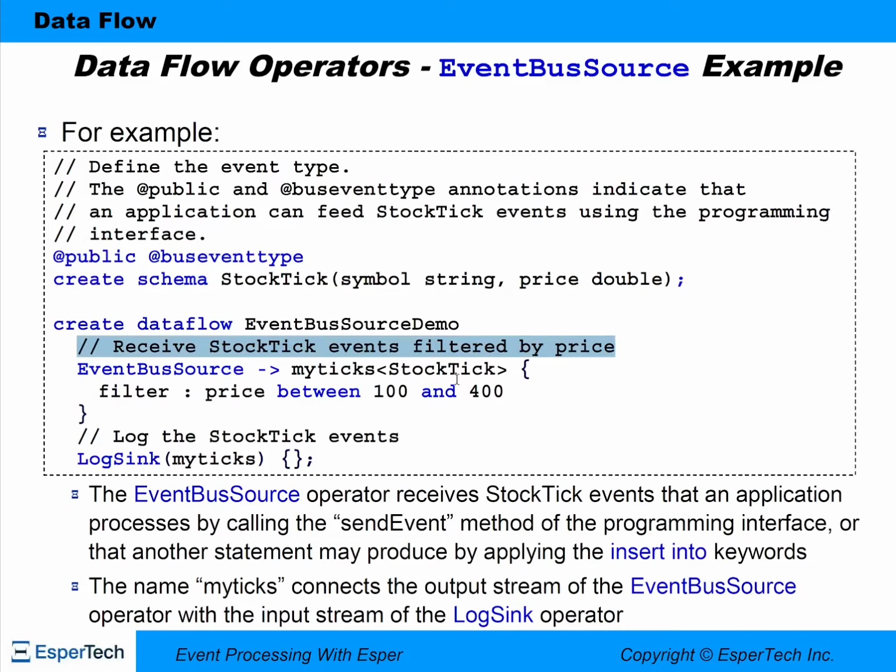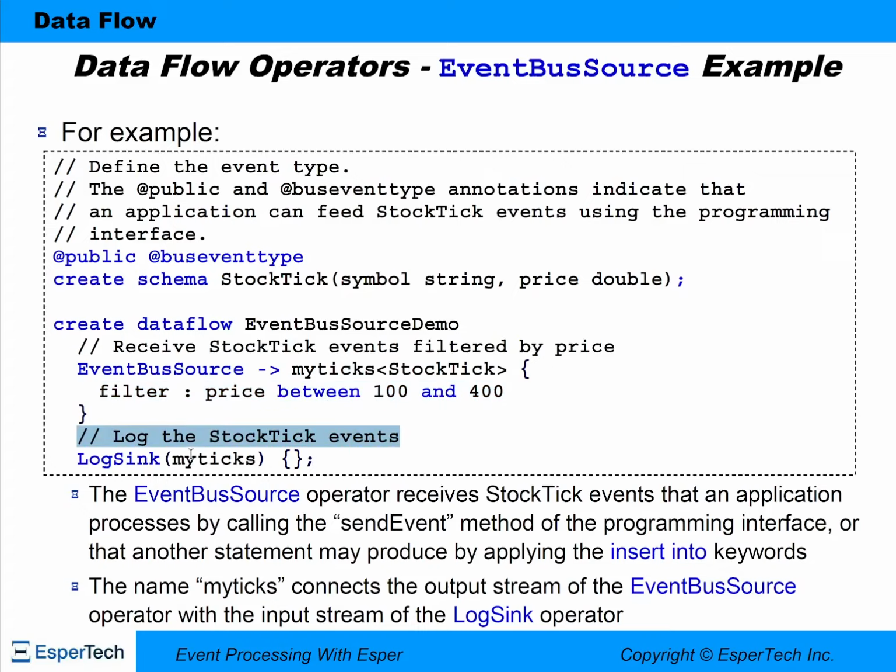Event bus source produces myticks of type stock tick, curly braces, filter, price between 100 and 400. Log the stock tick events.